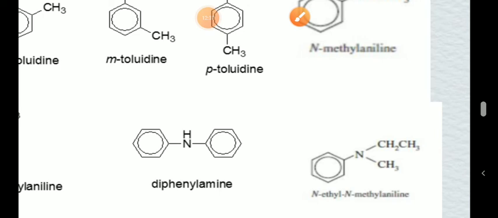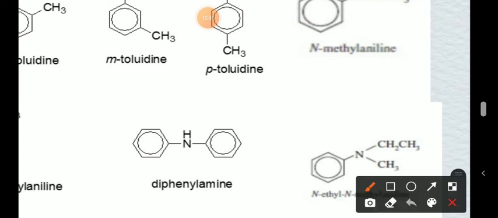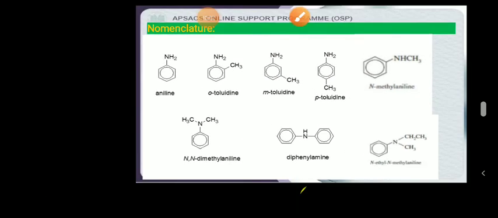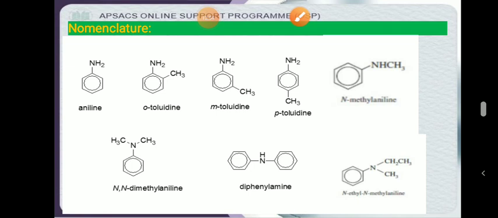And the last part is N-ethyl aniline. And why is it so? Because it is N-ethyl and it is aniline. Fine. So I have taught you the structures of aniline and toluidine here. These are the rules for the nomenclature; I have explained trivial naming and IUPAC naming of amines. Hopefully it is clear to you.